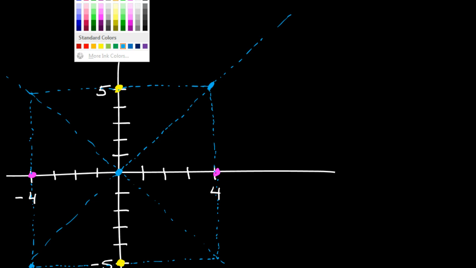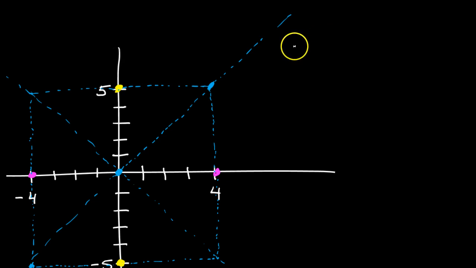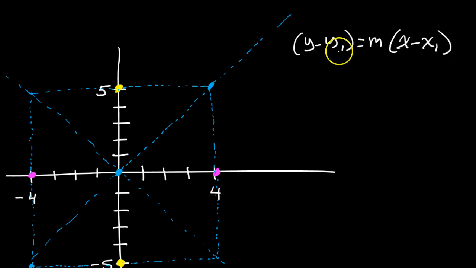So again, I like to use point slope form. That looks like this. Y minus y1 is equal to the slope times x minus x1, where the x1 and y1 represents a point on the line. Now, for asymptotes, the easiest thing to do is to use the center, because the center of the hyperbola will always be on both asymptotes.